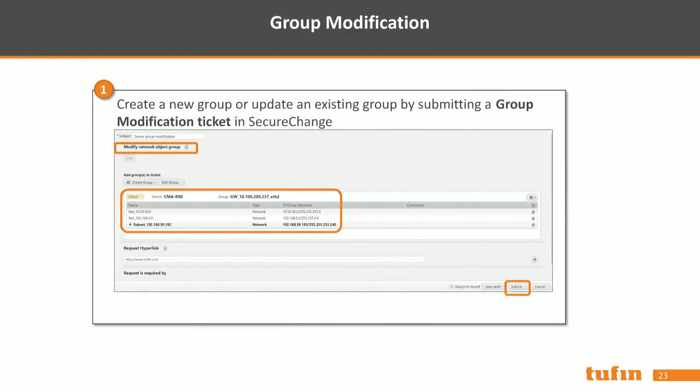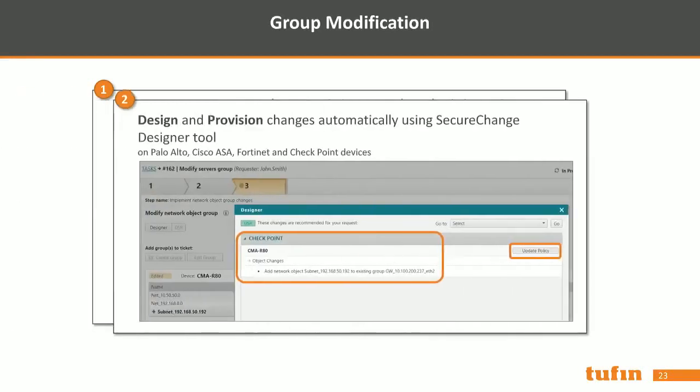So first of all, you can either create a new group or update an existing group by submitting a group modification ticket in Secure Change. Through the workflow, you can then design and provision the changes automatically using the Secure Change Designer tool, which is part of the workflow. And finally, you can ensure full auditability because you have a dedicated report and ticket history to document all these processes.